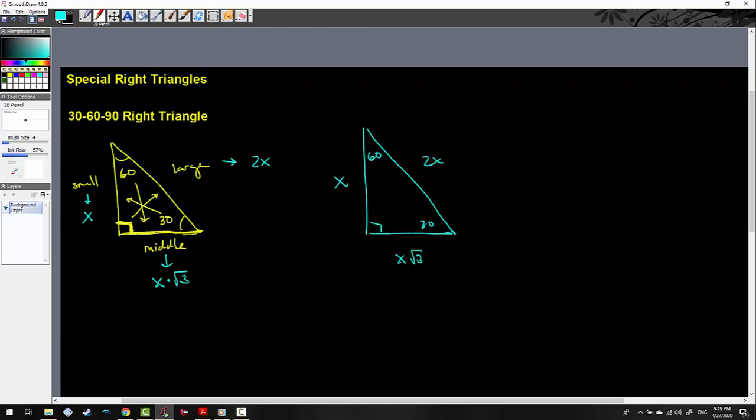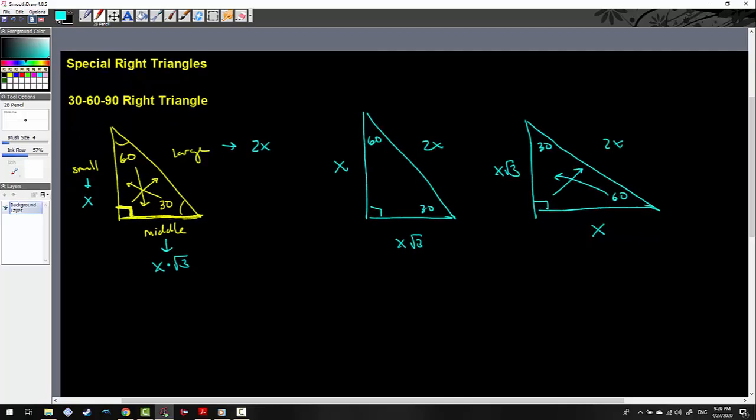Now, another variation of this is when they swap the positions of the 30 and the 60. Because it doesn't matter where they go. If I put the 30 here and the 60 here, this side suddenly becomes x. Because again, we're opposite the small side, opposite the small angle. Opposite the 60 is the middle angle. That would go the x times the square root of 3. And then opposite the 90, or the largest angle, would go 2x. So oftentimes what you'll see in a diagram in a textbook will be one of these two pictures right here.